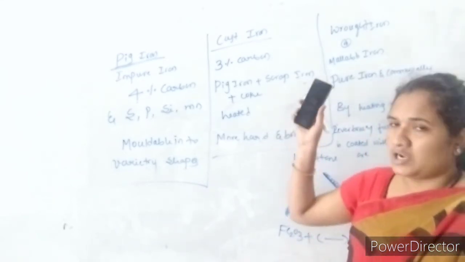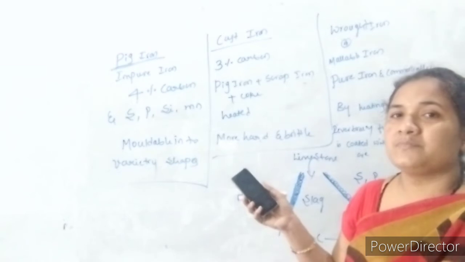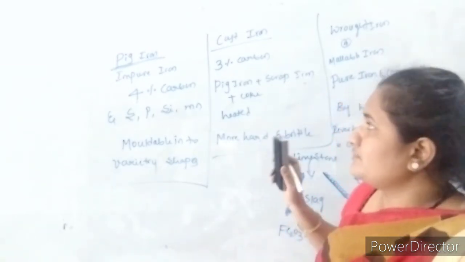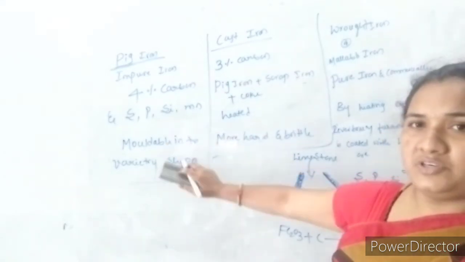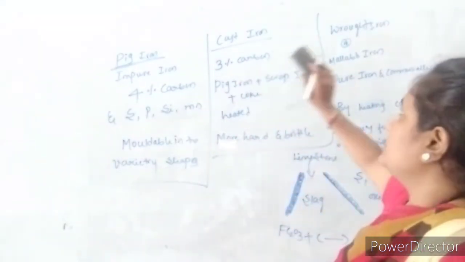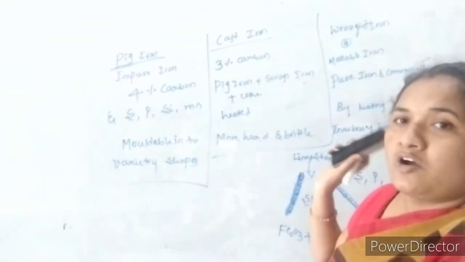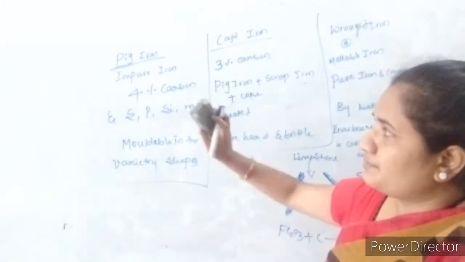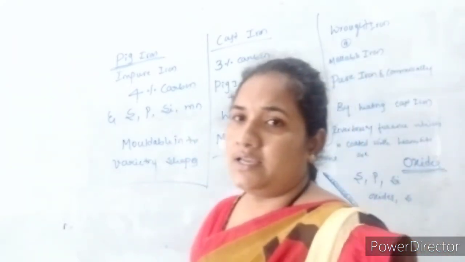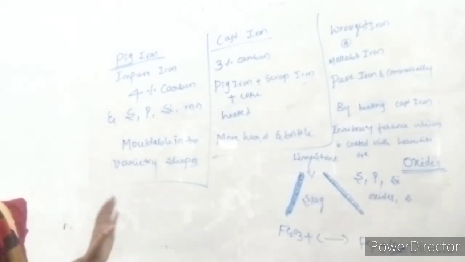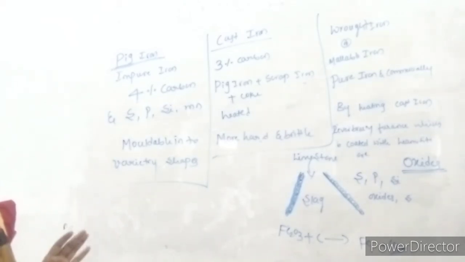So you have to draw the blast furnace diagram, then mention the temperature along with the reactions. If they ask about the impurities of iron, that means pig iron, cast iron, and wrought iron. The wrought or malleable iron is the purest form of iron, and pig iron is the impure iron. So this is about the extraction of iron from its metal oxide.